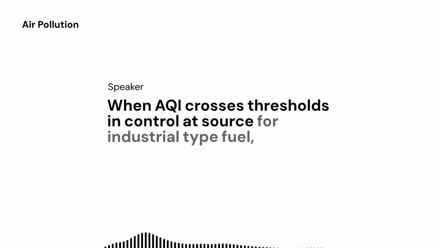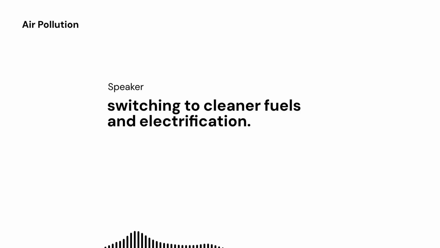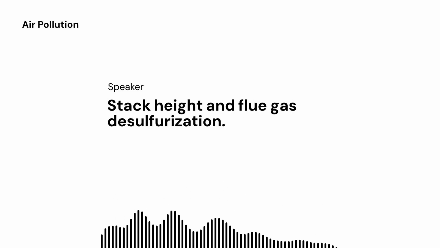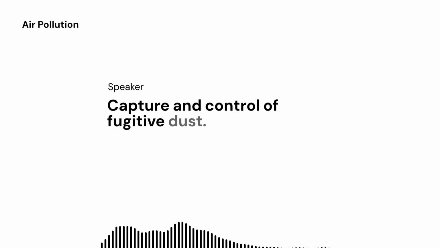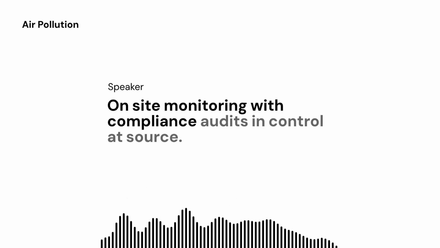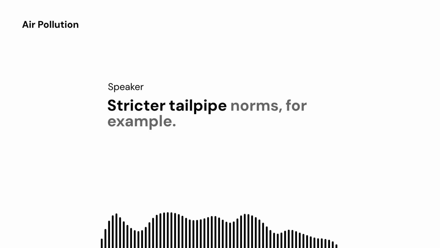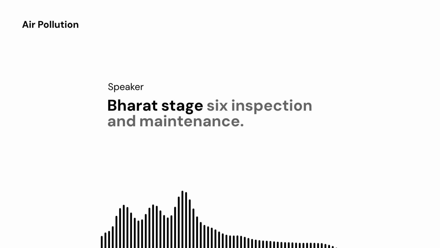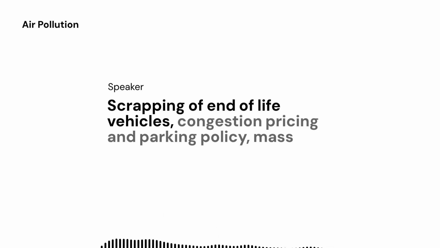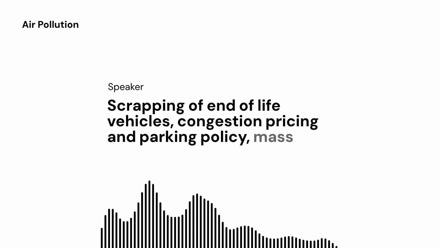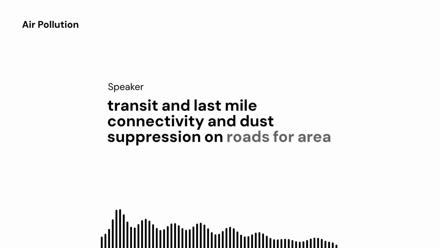In control at source for industrial type: fuel switching to cleaner fuels and electrification, stack height and flue gas desulfurization, low NOx burners, capture and control of fugitive dust, on-site monitoring with compliance audits. In control at source for vehicular type: stricter tailpipe norms, for example, Bharat Stage 6, inspection and maintenance, scrapping of end-of-life vehicles, congestion pricing and parking policy, mass transit and last-mile connectivity, and dust suppression on roads.